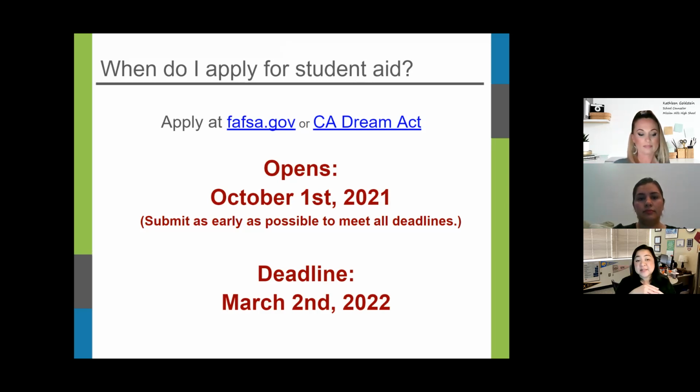Some of the funds are first come, first serve. So we do recommend that seniors and their families submit these applications as soon as possible to meet all the deadlines. The ultimate deadline to submit the FAFSA or the DREAM Act is March 2nd, however, a lot of students will submit much earlier than that.